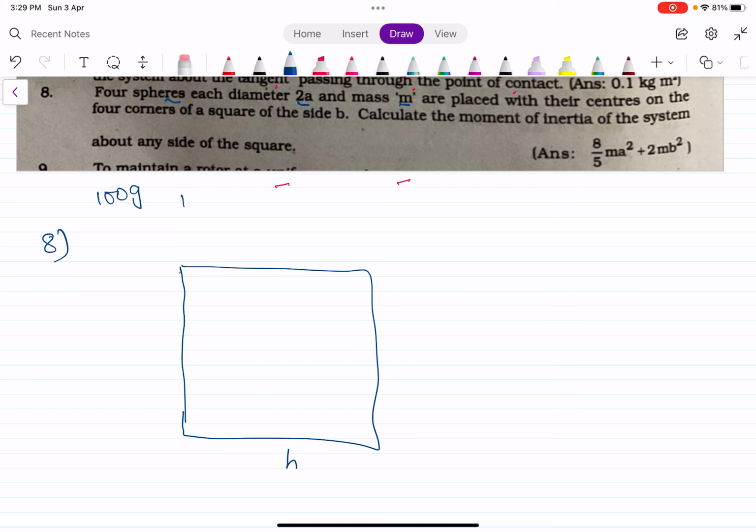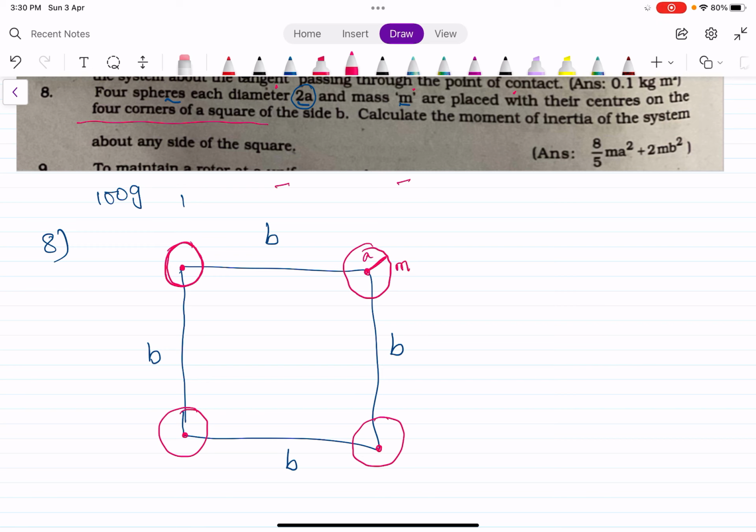Let us take a square whose side length is b. Four spheres with diameter 2a, that means radius is a, with mass m, are placed with their centers on the four corners of the square. The center of one sphere is located at one corner, another at another corner, this is the third corner and this is the fourth corner. The radius of each sphere is a, as the diameter is 2a. The mass of each sphere is m. Let us consider these as solid spheres. The moment of inertia of a solid sphere is given by 2 by 5 mr square.